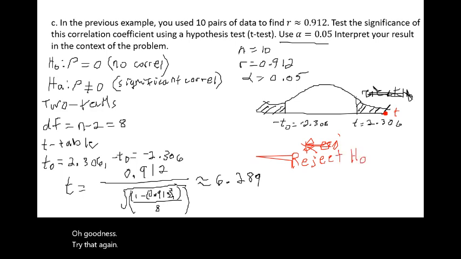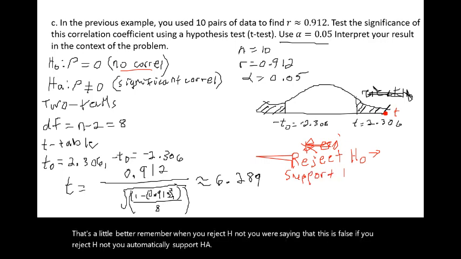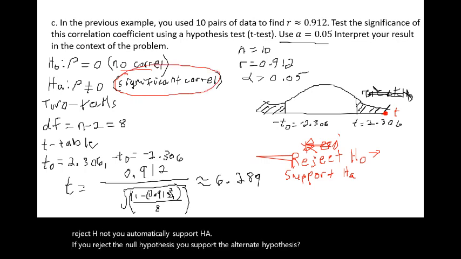That's a little better. Remember, when you reject H naught, you are saying that this is false. If you reject H naught, you automatically support HA. If you reject the null hypothesis, you support the alternate hypothesis. The alternate hypothesis was that there is a significant correlation. So, interpreting this in the context of the problem, that means rho, the population correlation coefficient, is significant.